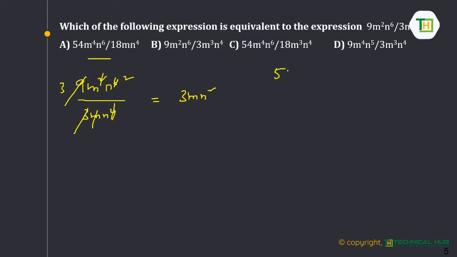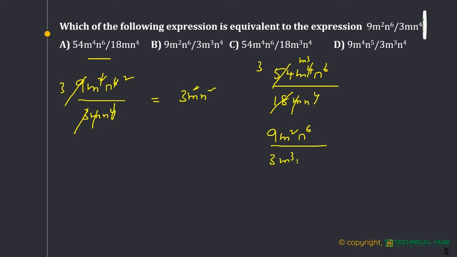What is the first option? 54 m to the power of 4 and n to the power of 6 by 18 mn to the power of 4. 18 one times, 18 three times. Here m and m get cancelled, so m cube will be there. But here only 1 m is there. It means the first option is the wrong answer. If you go for the second option, 9m square n to the power of 6 by 3m cube and n to the power of 4: 3 times, m square by m cube means you will get m to the power of -1. But here only m is there. So the second option is also wrong.